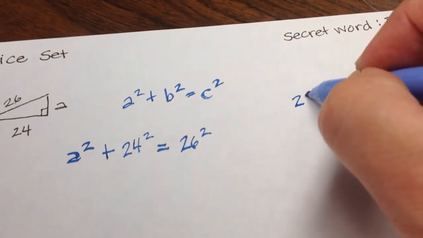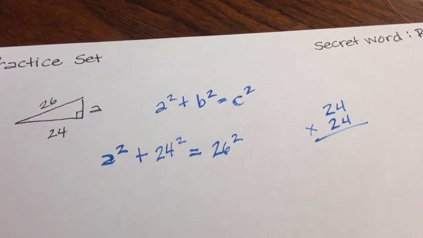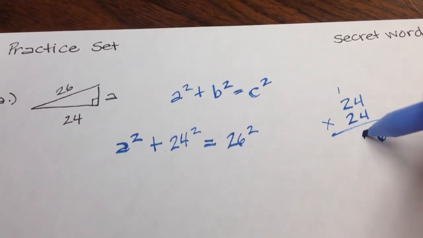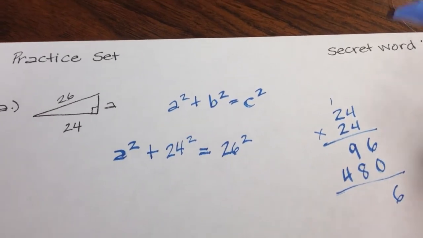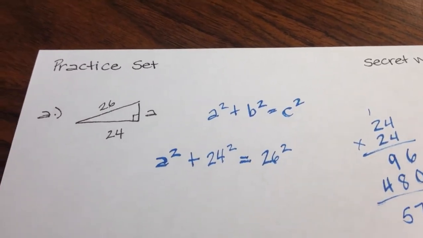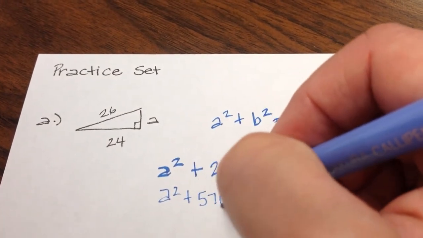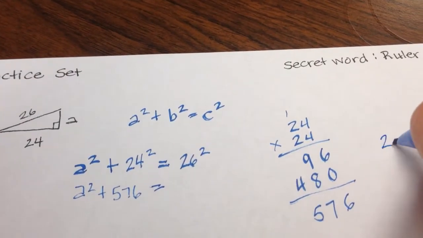I better figure that out. So 24 times 24, remember, not 24 times 2, 24 times 24. So that's 16, that's a 9, hold that space, that's an 8, that's a 4. Add them together, you got 576. So A squared plus 576 should equal, what's 26 squared? I don't know, let's do that.